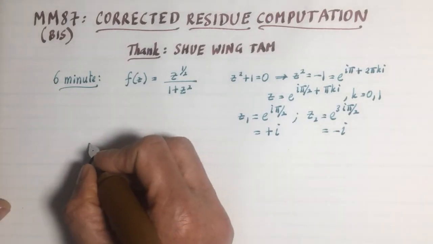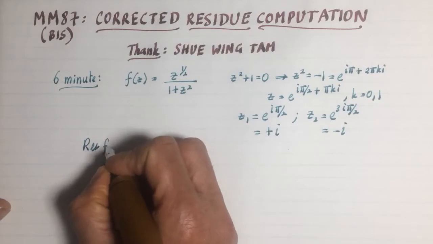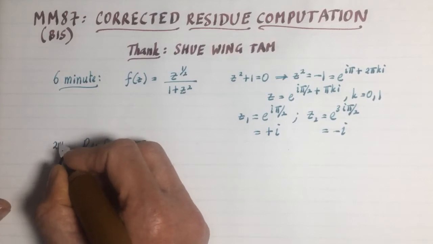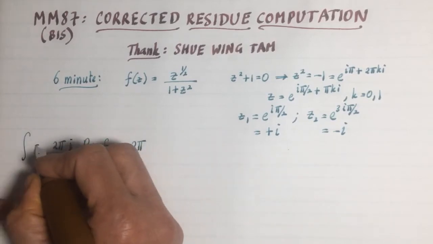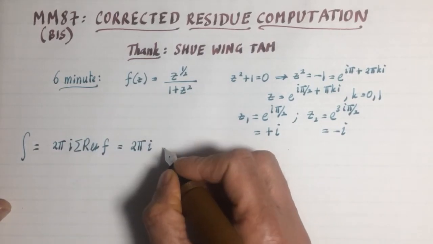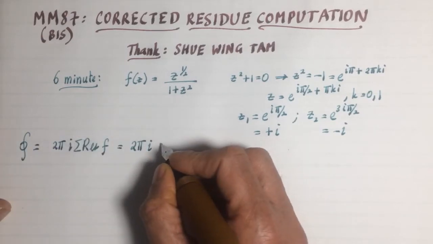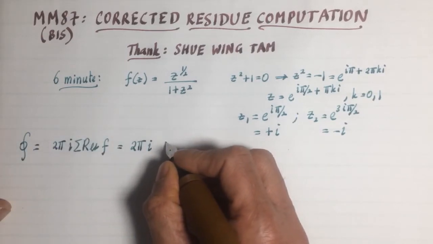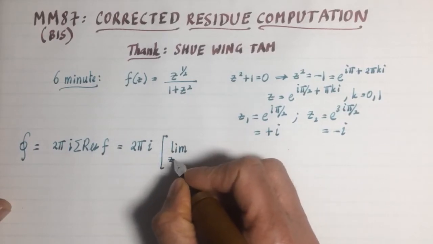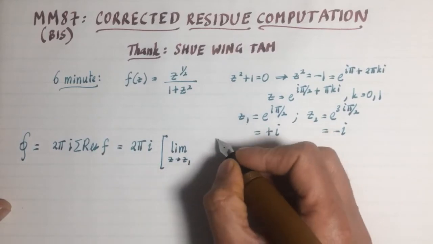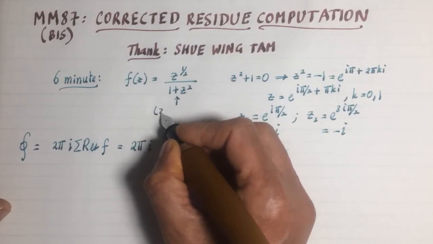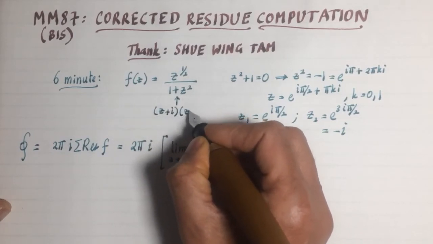Now, if I want to find the integral of this function f, the Cauchy theorem says it's 2 pi i times the sum of the residues of the function f. So I'm going to get 2 pi i times the limit. It's going to be two limits. So limit as z goes to z1. I'm going to write this denominator as z plus i and z minus i.